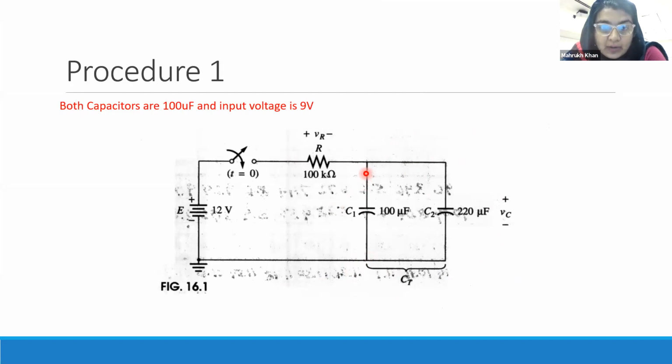So how will we calculate the charging time now? The charging time will be based on the equivalent of these capacitances. So then you can calculate, you have to calculate total capacitance, time constant, and charging time. That's what it says in part D, and you have to fill this table in.